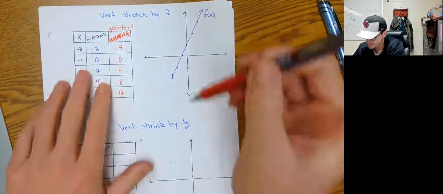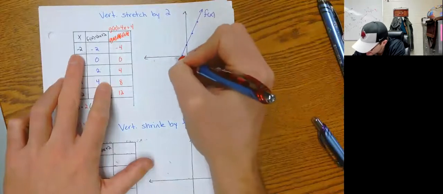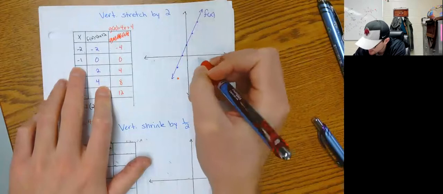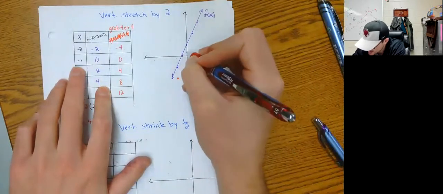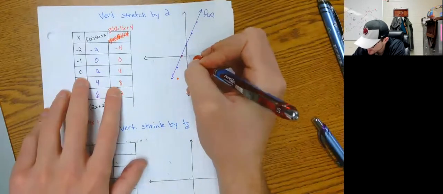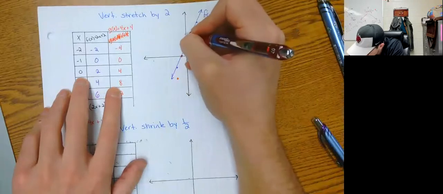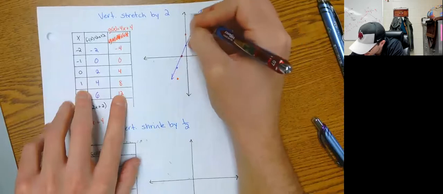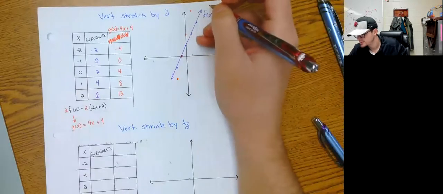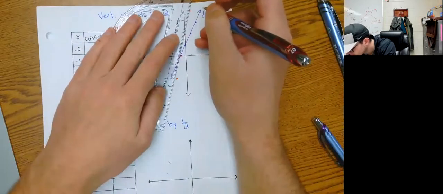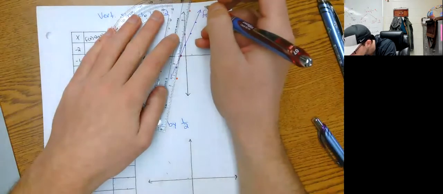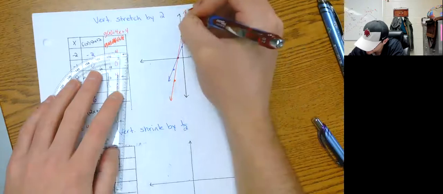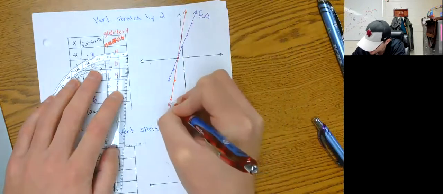All right, so let's plot what we can. I can plot -2, -4 is here. -1, 0. 0, 4. 1, 8. Can I plot that? That's going to be right there. That's all the points I'm going to be able to get on here. So that is g of x.